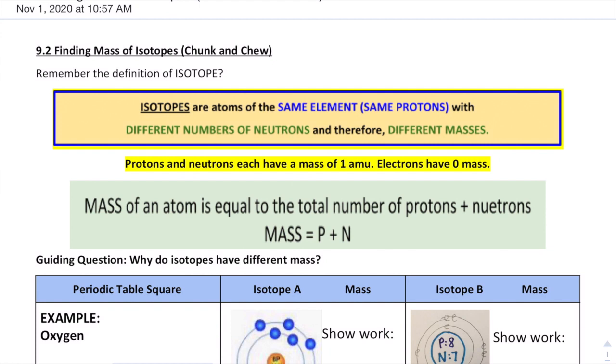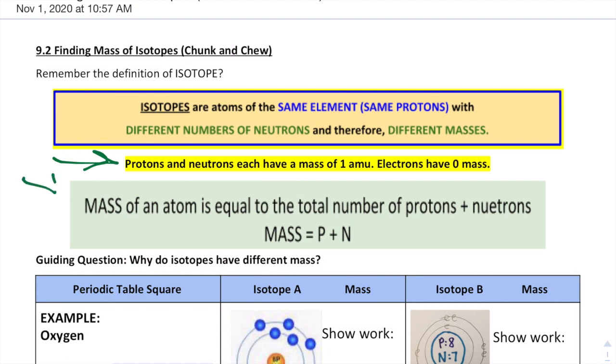9.2 Finding Mass of Isotopes, Chunk and Chew. Remember the definition of isotope? Isotopes are atoms of the same element, same protons, with different numbers of neutrons and therefore different masses. Protons and neutrons each have a mass of 1 AMU. Electrons have 0 mass.